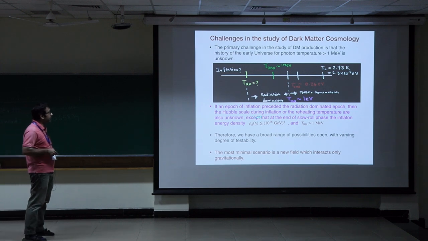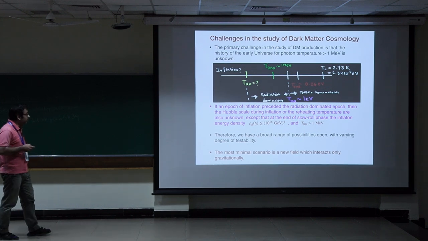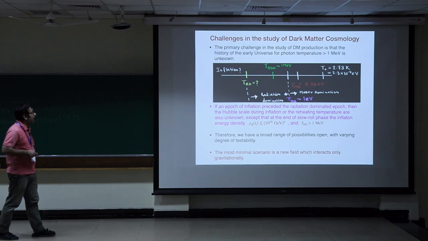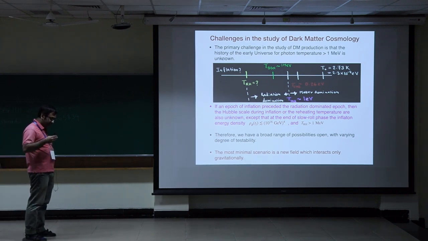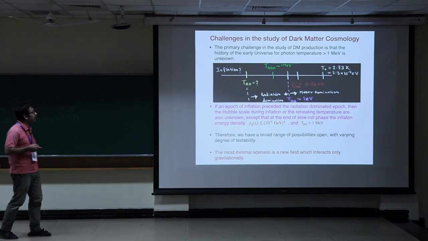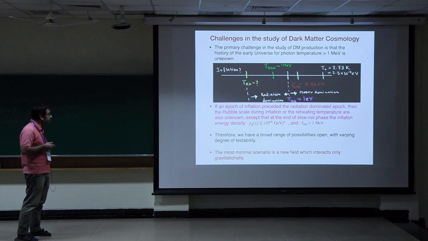In particular, if an epoch of inflation preceded the radiation dominated epoch, which is well motivated as Tanmay just discussed, then the Hubble scale during inflation is unknown, and the reheat temperature, which is the highest temperature so to say of the radiation dominated era, that also is an unknown.